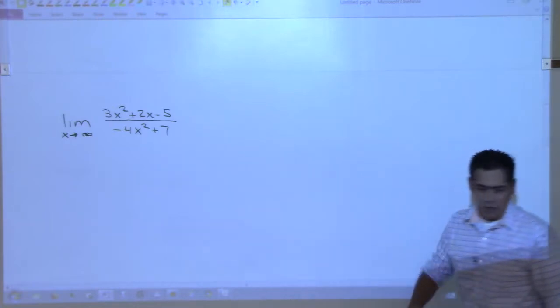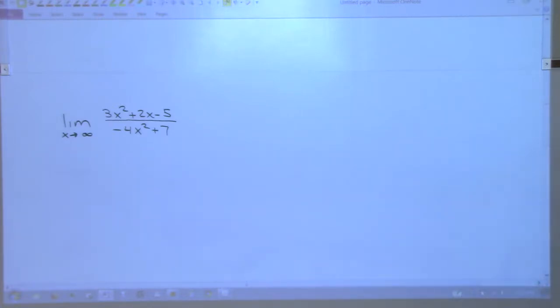Michael, what's the first thing we always do when we're doing a limit? Check to see that it's not 0 over 0. Yeah, we just plug a number in, right? Just plug the number in. That's a problem here, isn't it? Yes. Because infinity is not a number, it's an idea.